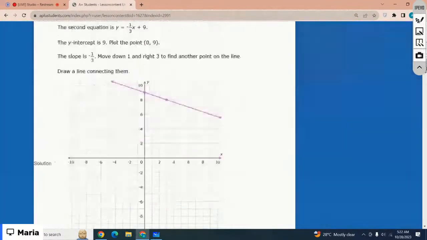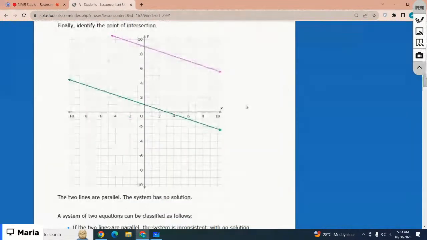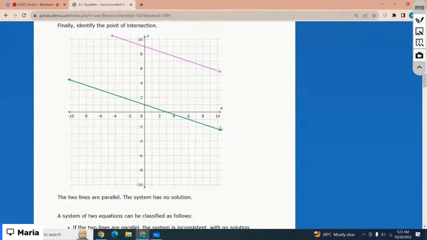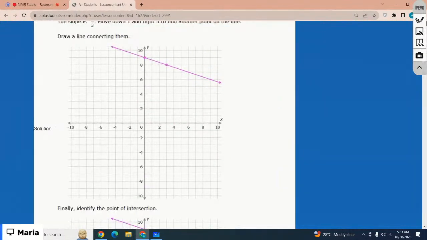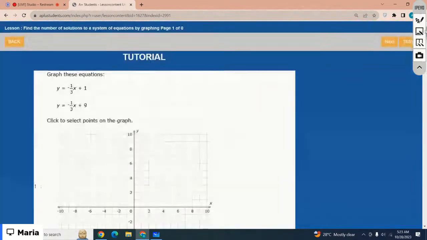So, let's see, you can see both the lines are parallel. That means the system has no solution. Got it? Okay, let's just do practice questions.